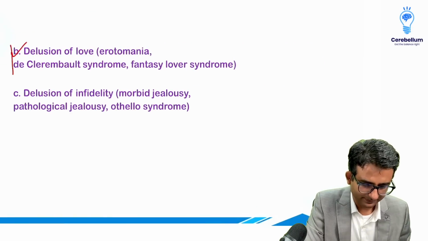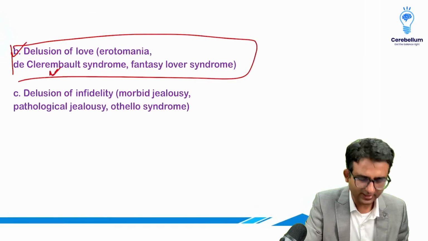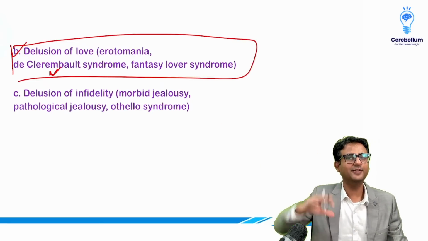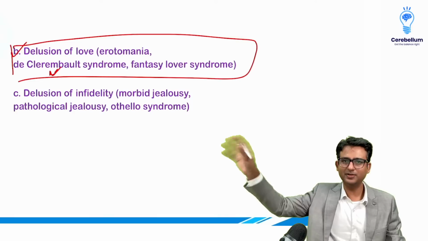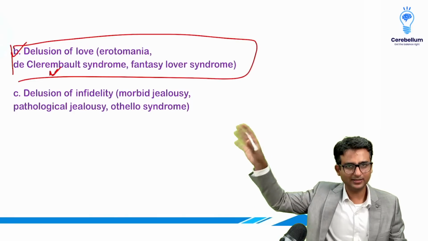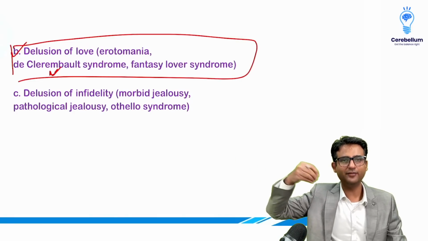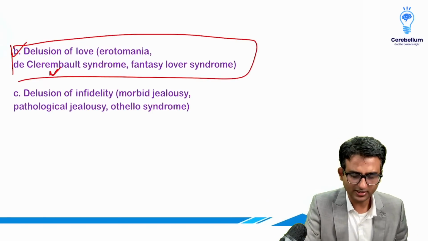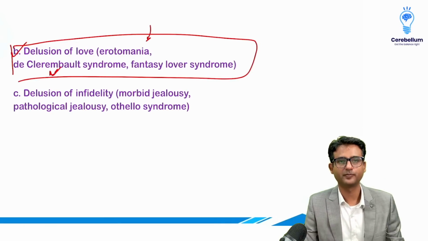Delusion of love, also called as de-Clermont syndrome. Patient believes that somebody is in love with them. Patient को लगता है somebody is in love with them. That alleged lover might not have ever even talked to this person, the patient, but still the patient thinks somebody is in love with me.